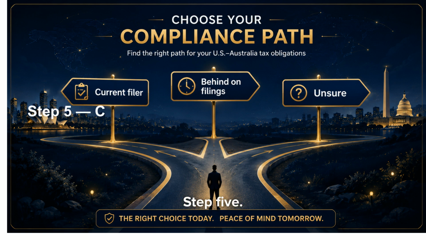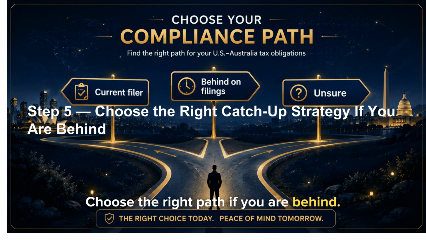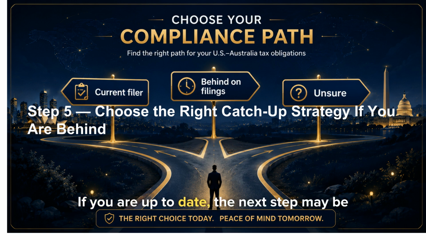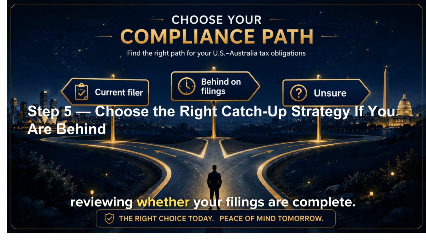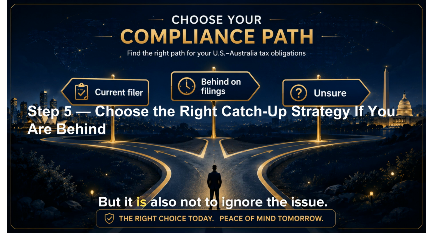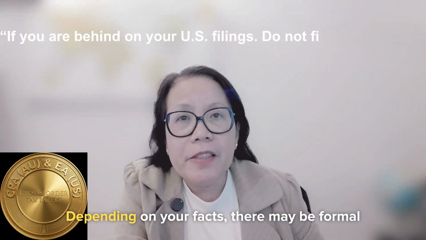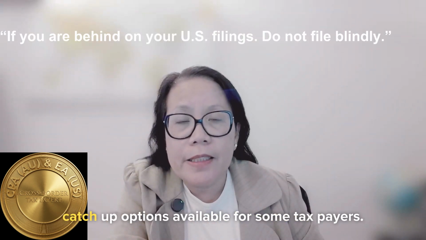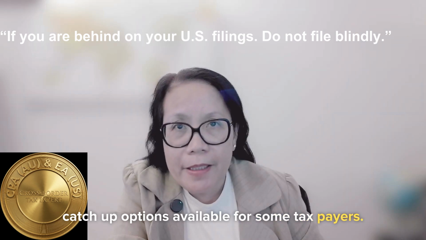Step 5. Choose the right path if you are behind. If you are up to date, the next step may be reviewing whether your filings are complete. If you are behind, the next step is not to panic, but it is also not to ignore the issue. You may need to review US tax returns, FBARs, Form 8938, and possibly other international information forms. Depending on your facts, there may be formal catch-up options available for some taxpayers.